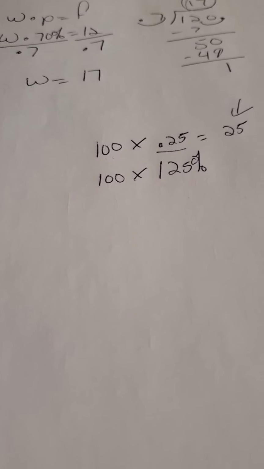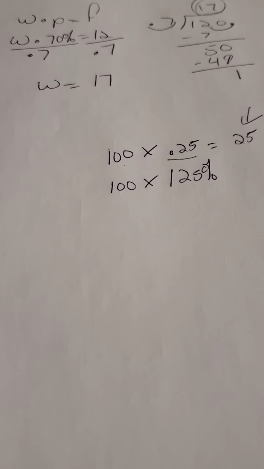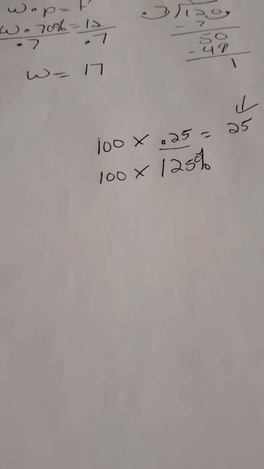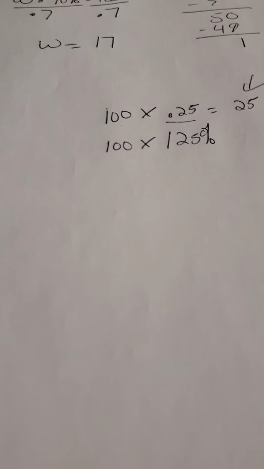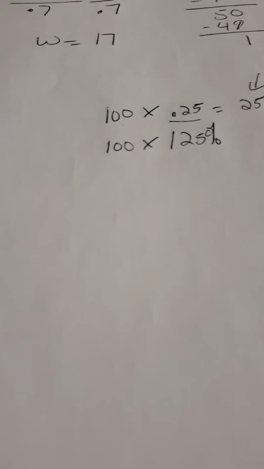So if it's an increase of 25%, take the original amount and then add 100 to it. So if it's like a 30% increase, multiply the original by 130%. And this will help you get the right amount. This will not work if you just used 25%.